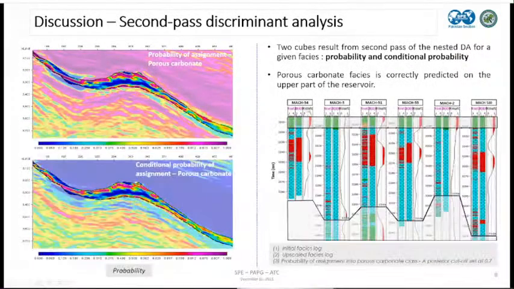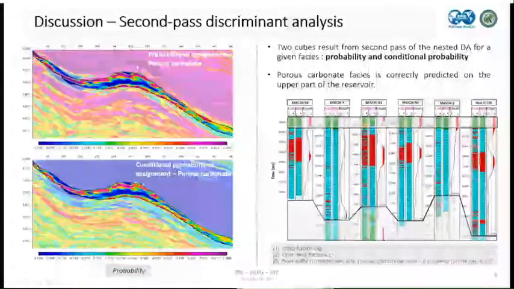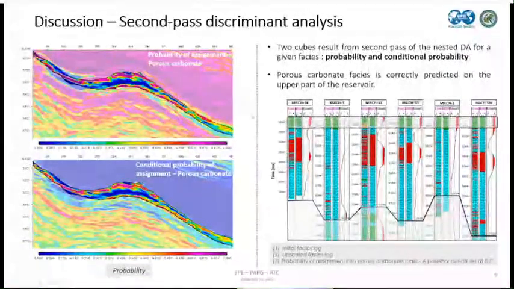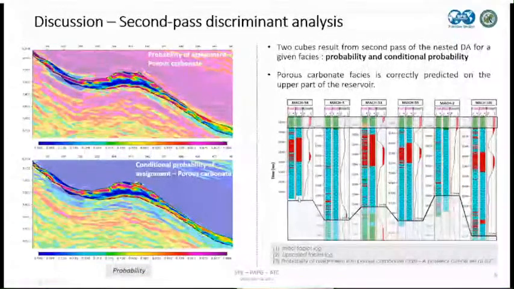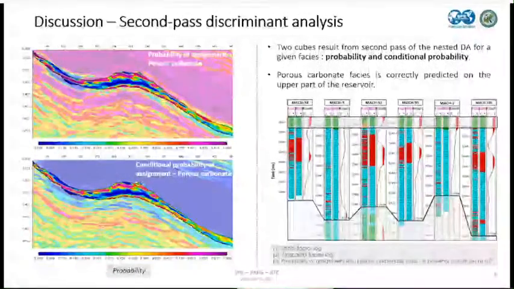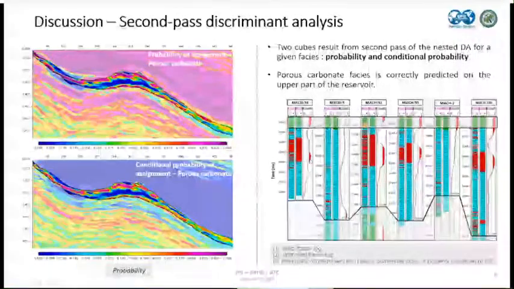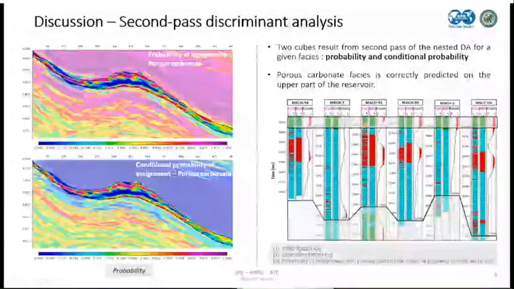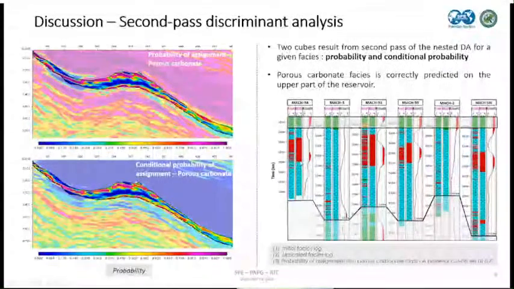Okay, the same work is performed at the well. Probability traces are extracted at well position from the cube, from the probability of assignment into porous facies, and a cutoff has been set. As previously, in the first track we have the initial facies log, in the second track the upscaled facies, and in the third track the probability of assignment into the porous carbonate class with a cutoff set at 0.7. Here also we can see that we could predict the porous carbonate where it's red, and the prediction is quite good as well. We are able to predict the porous carbonate where there is actually this facies at the well.